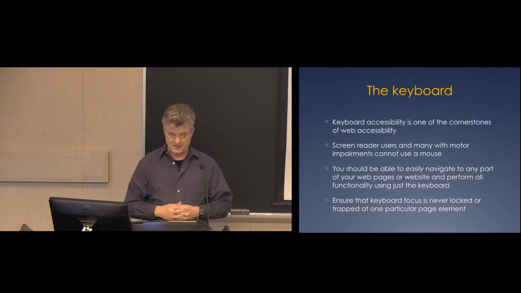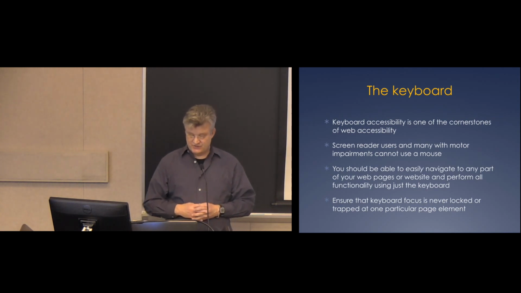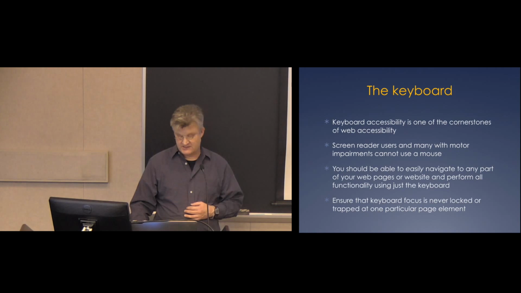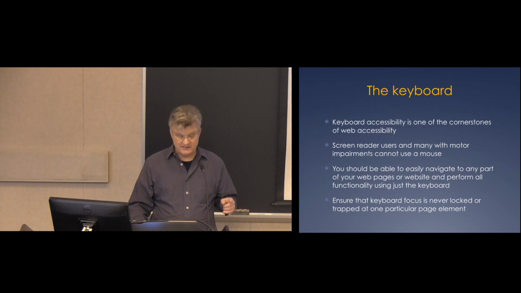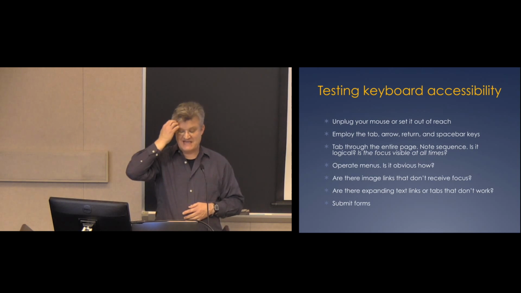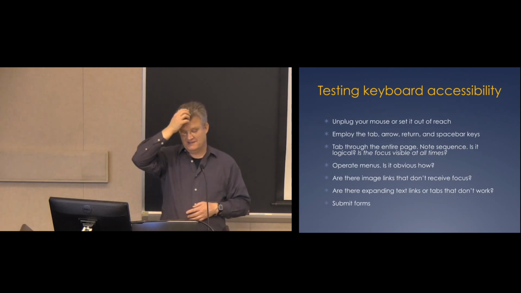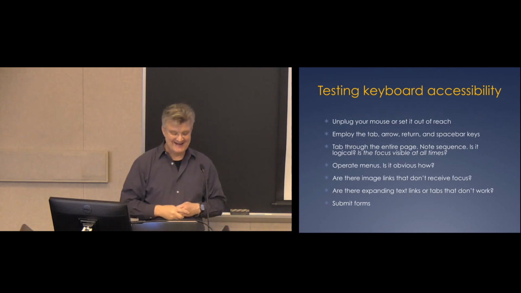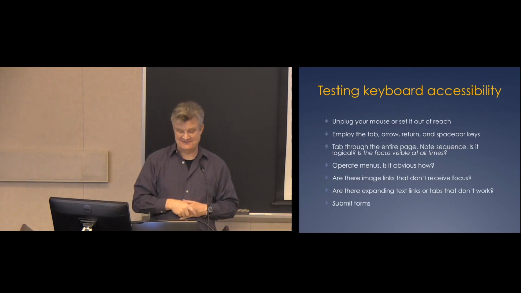And you want to make sure that your keyboard focus is never locked or trapped in a particular page element. That's called a keyboard trap, and what it does is necessitate the user reloading the page if they get stuck on a certain part of the page. So when you test for keyboard accessibility, you want to unplug your mouse or just put it out of reach. I've sat with people and we've looked at interfaces using just the keyboard, and it's really hard not to reach out and grab that mouse, so put it just a little bit out of reach.